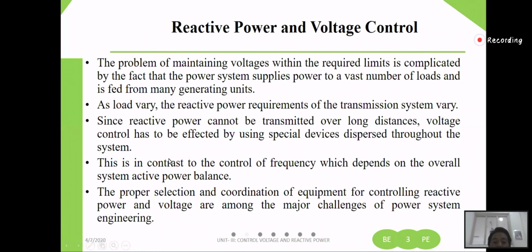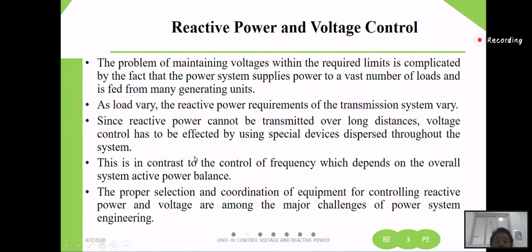So now voltage control has to be affected by using a special device connected in the system. So that's why you will see FACTS devices and so on, which you will learn in power electronics, or to some extent you might have studied this also.